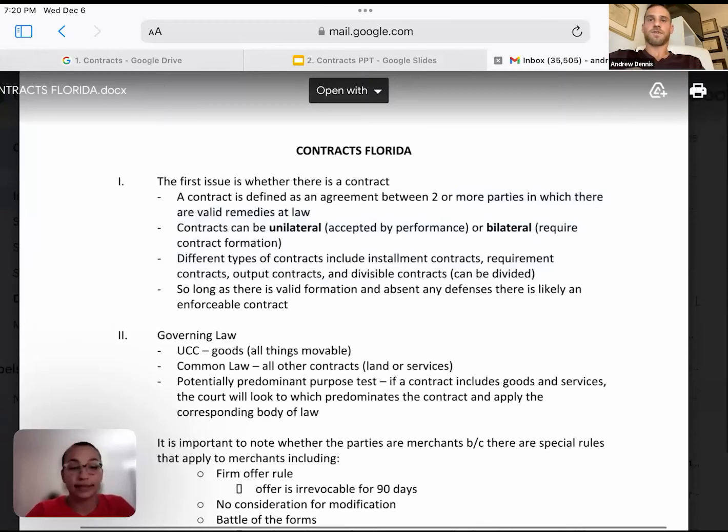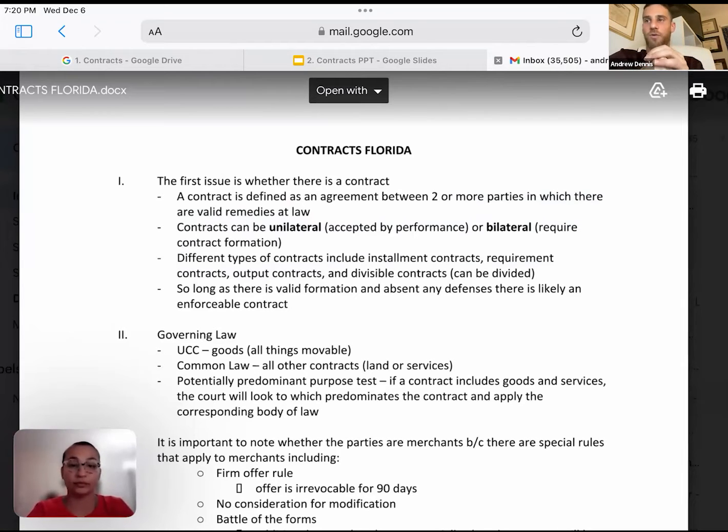Okay. So the first issue is whether there is a contract, and I can share this with everyone, and it's going to be added to the Google Classroom, and it's part of the drive and all those things. But if you could see it, you could write along with it and know that you're going to have access to it. So don't fret.